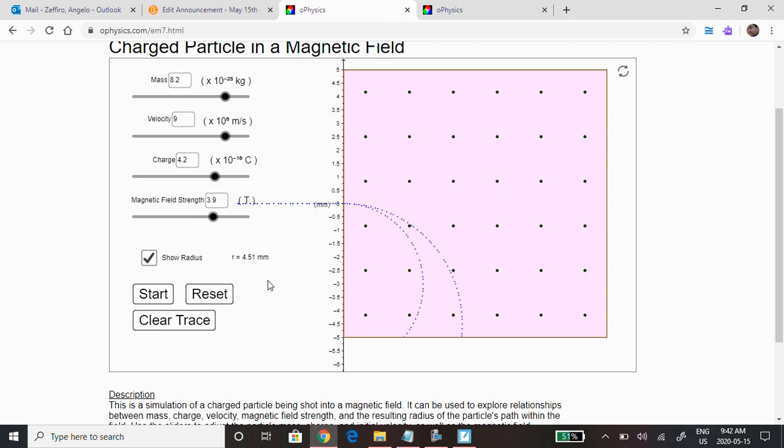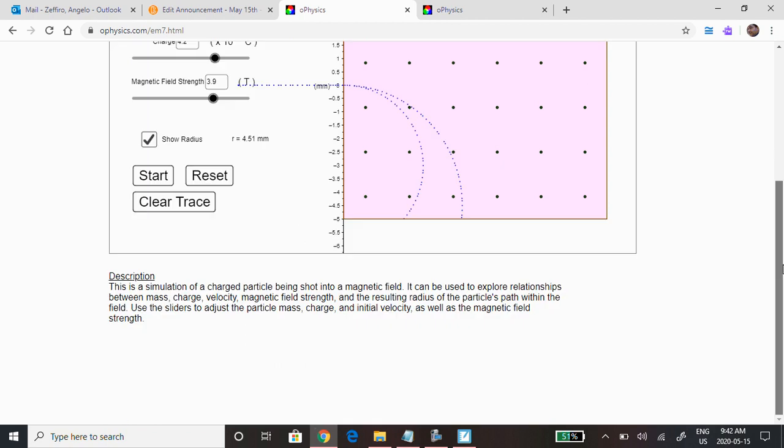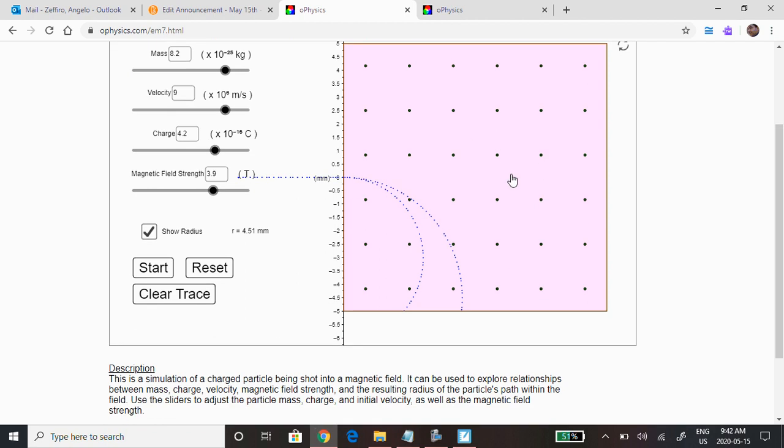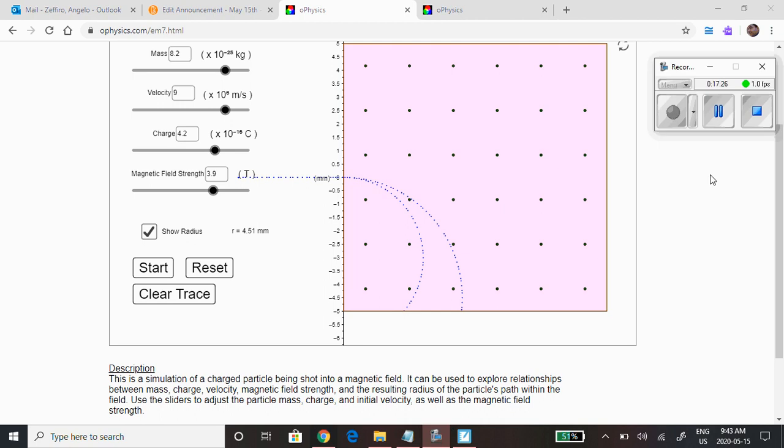All right. So I'll let you play around with this. It's a really good website. You can play around with it, and you can see how changing all these variables can change the path, the velocity of the particle, and the magnetic field acting on it. So that's kind of cool. So let's keep this one in mind.